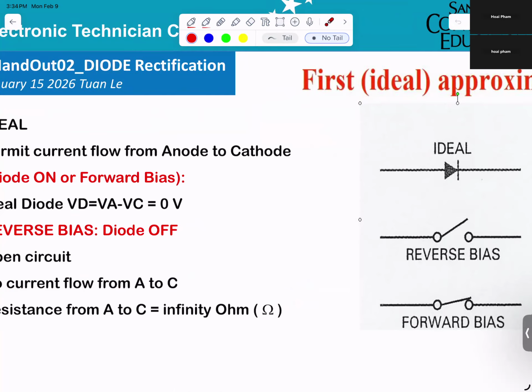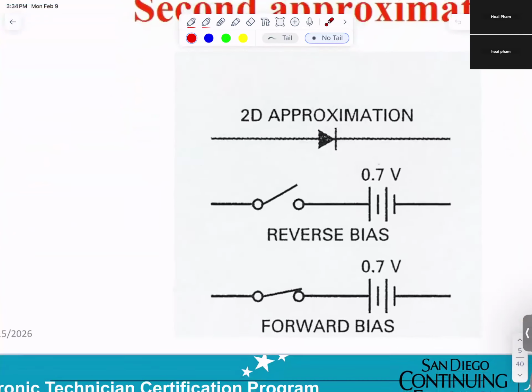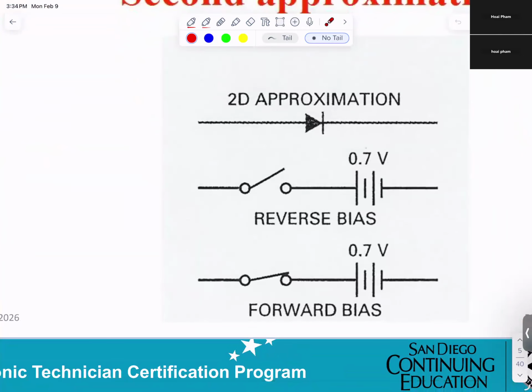That's telling you one thing. Diode on, they connect. Diode off, they open. No current flows. And that's ideal. Okay. We don't deal with ideal. Second approximation. Okay, I already talked to you.